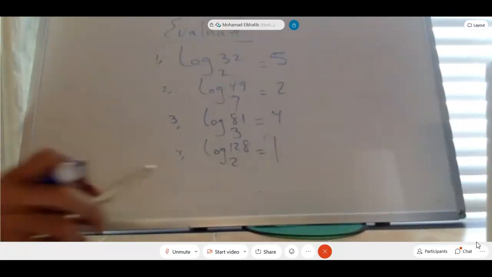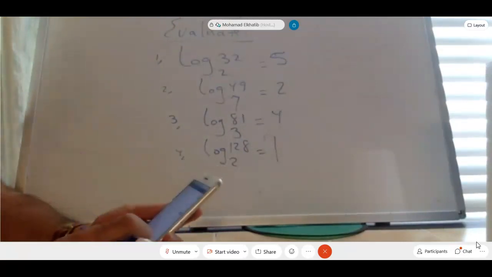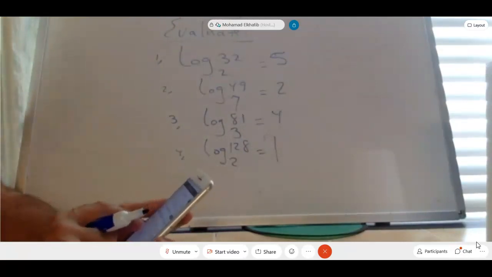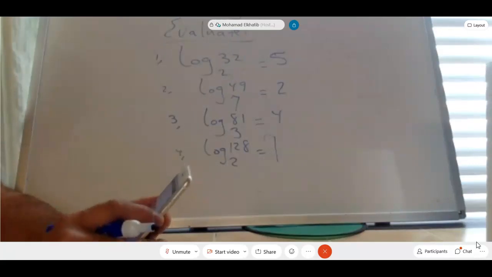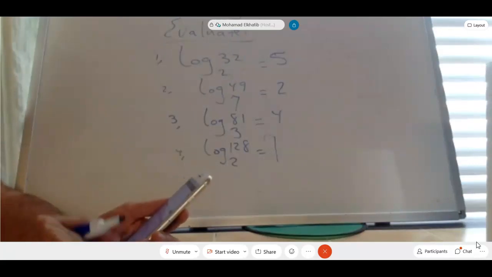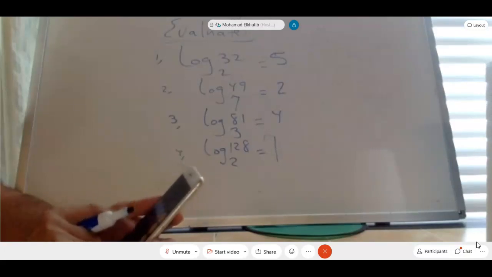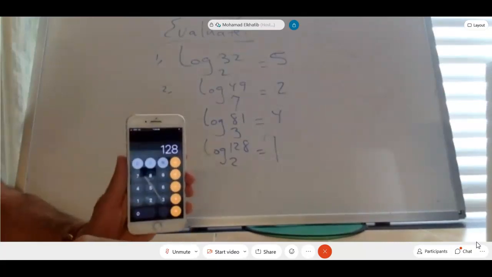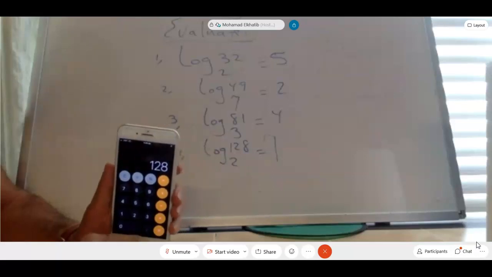And if I were you, I would check the work. So I get my calculator and I need to multiply 2 by itself 7 times. Watch me. 2 times 2, 3, 4, 5, 6, 7, equals. I got 128. That's a good way to check it.